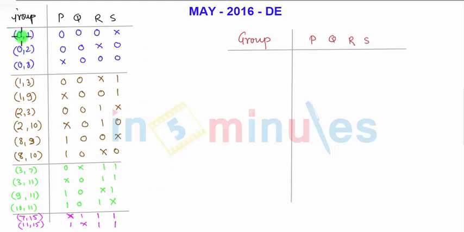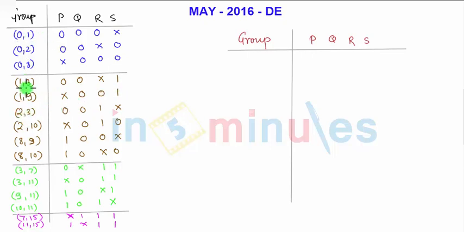So comparing 0 1 group with all the groups present here: 1 3, 1 9, 2 3, 2 10, 8 9, 8 10. Okay, so let us move with the group 0 1 compared with 1 3. It is not working because don't care should be overlapping with don't care, and 1 should overlap with 1, 0 should overlap with 0. So here don't care is overlapping with 1 and 0 overlapping with don't care, so we don't consider this one. Again same group compared with 1 9, so P bit is not matching along with S bit.